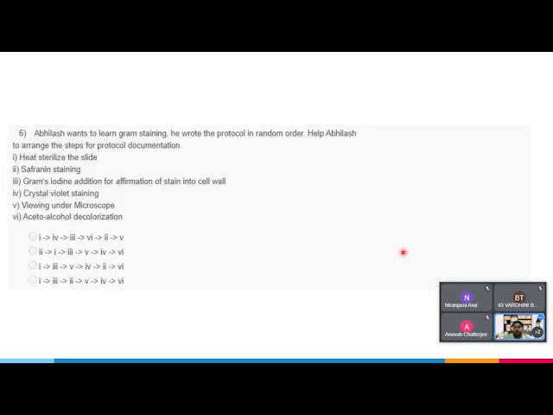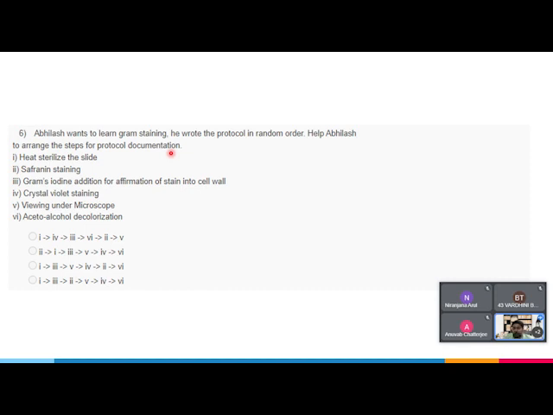Okay, so we move into the bacterial domain for a bit and go through gram staining again. Abhilash wants to learn gram staining. He wrote the protocol in random order. What we have to do is help Abhilash arrange the steps of the protocol documentation. So essentially arrange the steps of the gram staining.